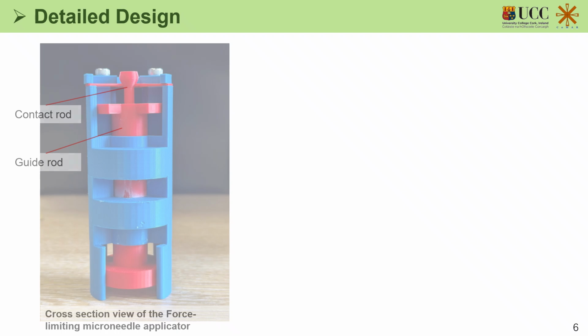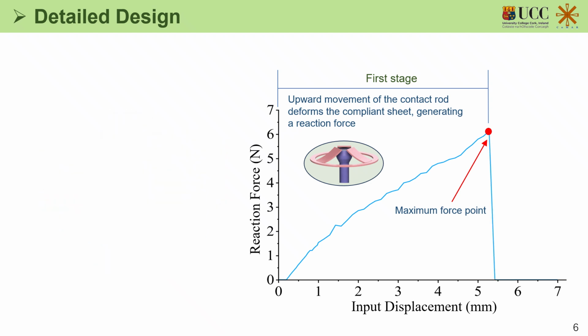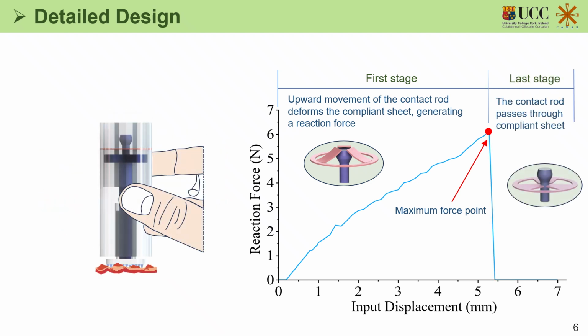And when we use the applicator, we first put the microneedle patch on the base, and hold the barrel to press it slowly. The force will increase until the precise maximum force point. And after that, the contact rod will go through the component sheet. The force drops to 0. In that process, the injection process is completed.